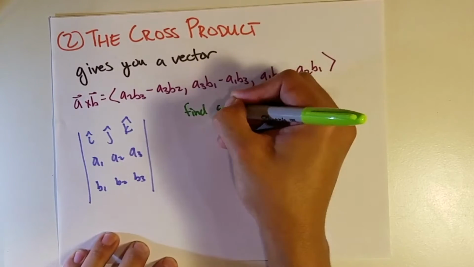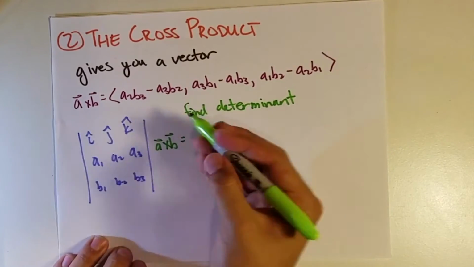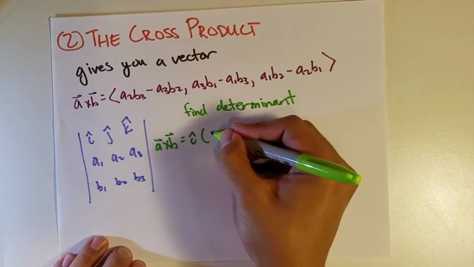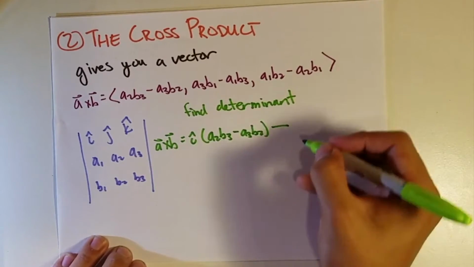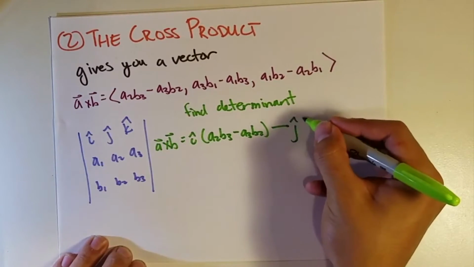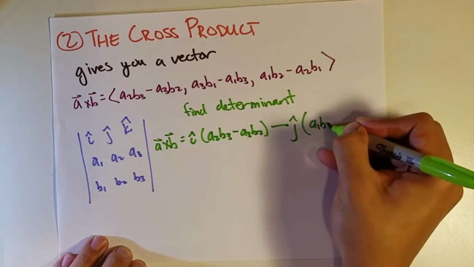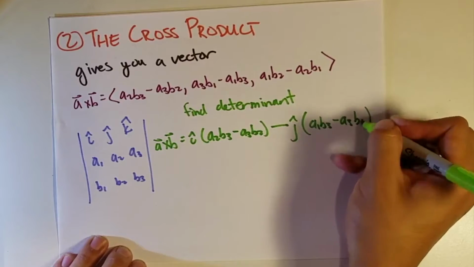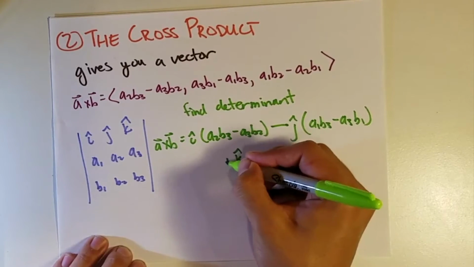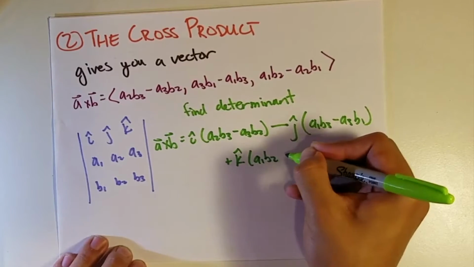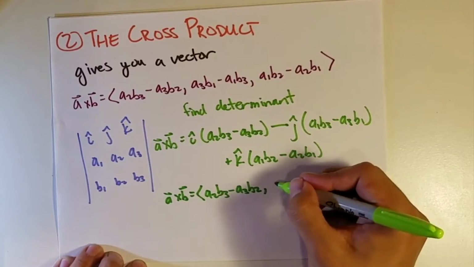Now let's find the determinant of this matrix. First we have positive i and multiply this by a2 b3 minus a3 b2. Then we subtract j and multiply the determinant a1 b3 minus b1 a3. And finally, we add k times a1 b2 minus a2 b1. And we get this vector.